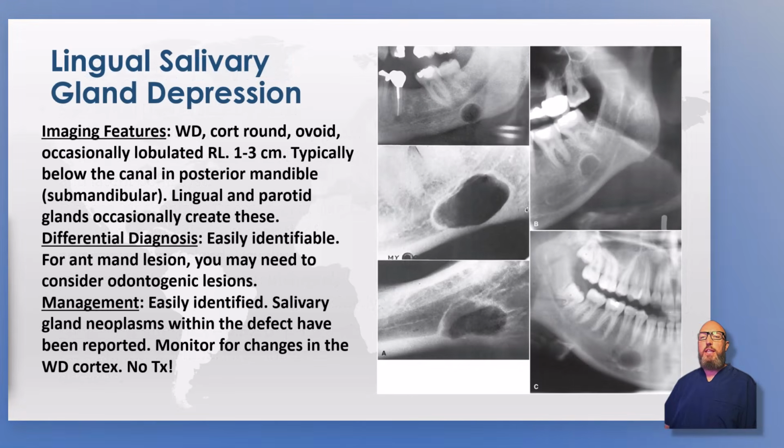As far as imaging, this is the highest yield location in the entire topic. You've got to recognize these. A well-defined, corticated, round to ovoid, occasionally lobulated radiolucency, 1 to 3 centimeters, sitting in the posterior mandible. And then I'll particularly point out these areas where it's below the canal, because that means what? It's not odontogenic. So don't start thinking odontogenic keratocyst, ameloblastoma.